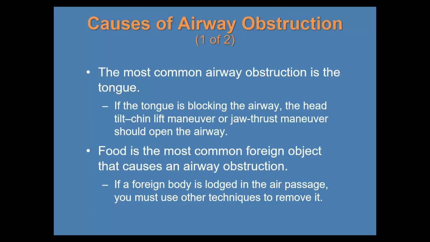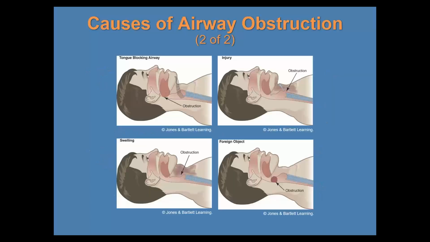So the tongue, like I said before, is a common one for airway obstruction. For children and infants, it's going to be those foreign bodies that they put in their airway. The Lego, the hot dog, the cookie, whatever. And that's one of those that you just have to play by ear depending on what it is. So again, these are just 4 types: tongue blocking the airway, injury, so trauma to the throat, like we talked about the steering wheel hitting the trachea, swelling is another one, and foreign objects.